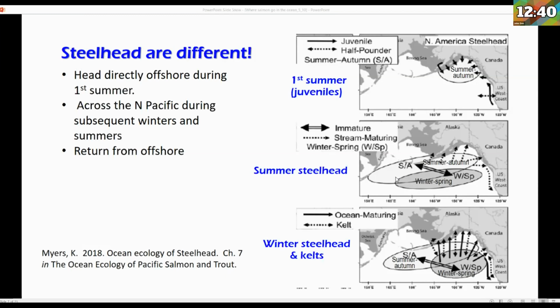And then when they return to the freshwater, they just go straight in. They're not spending any appreciable time on the coast. And so indicators that people have selected for steelhead don't work very well for other species, or more likely, the indicators that people have for other salmon do not work for steelhead because their patterns are so different.